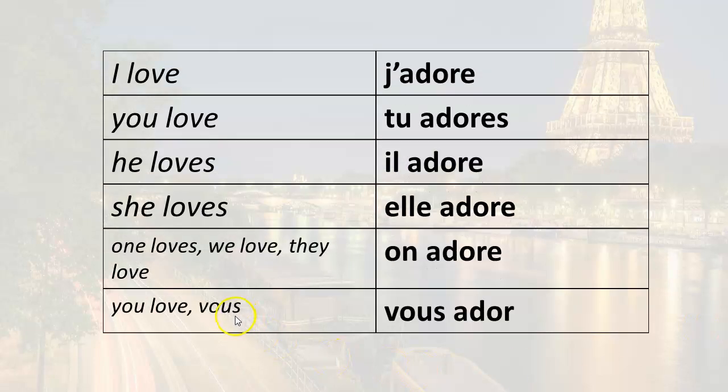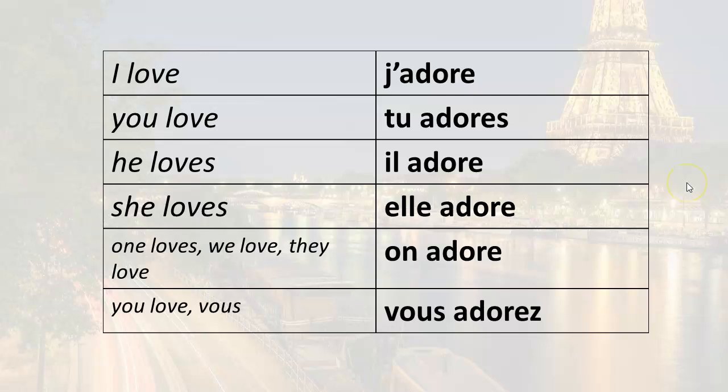And finally, you love, you adore with vous: vous adorez. Remember, easy ending. A note about pronunciation. Remember that all of these forms are pronounced the same, except for the last one. J'adore, tu adores, il adore, elle adore, on adore. And the last one is a little different: vous adorez.